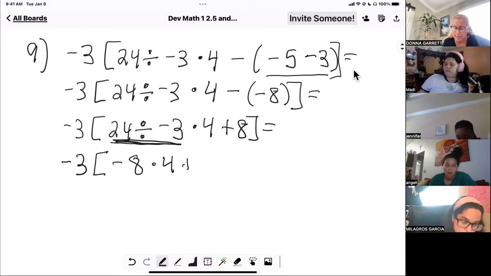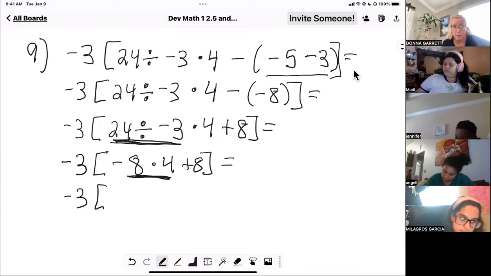times 4 plus 8 equals. And then we're going to go back and do our brackets again because I have this multiplying I have to do before I can add. 8 times 4 is 32. But a negative.